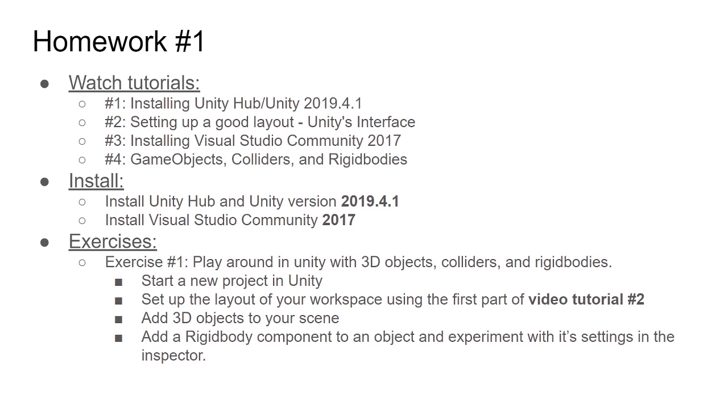bodies. The steps for that are: start a new Unity project, set up the layout of your workspace using the first part of the video tutorial number 2 if you haven't already, add 3D objects to your scene, and add a rigid body component to an object and experiment with its settings in the inspector. After you watch all of the tutorials, you should know how to do all of that.